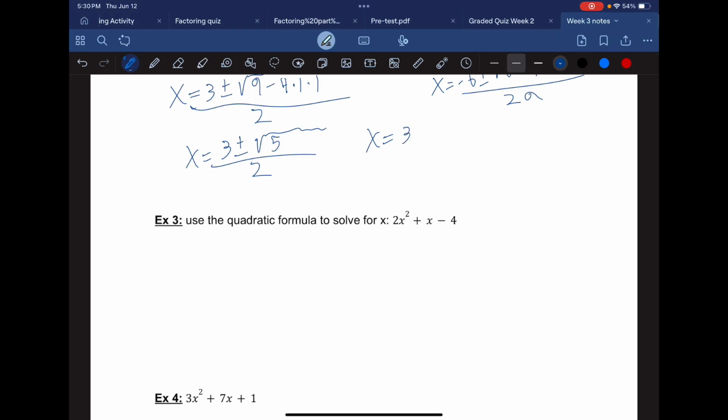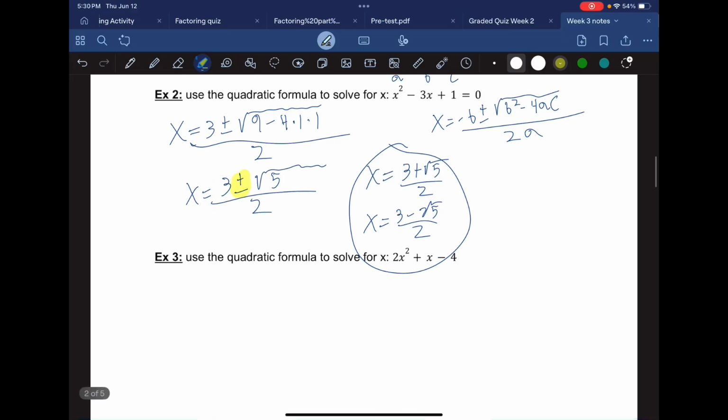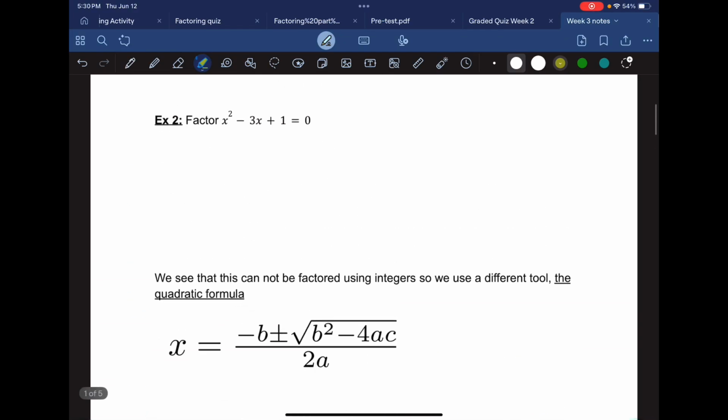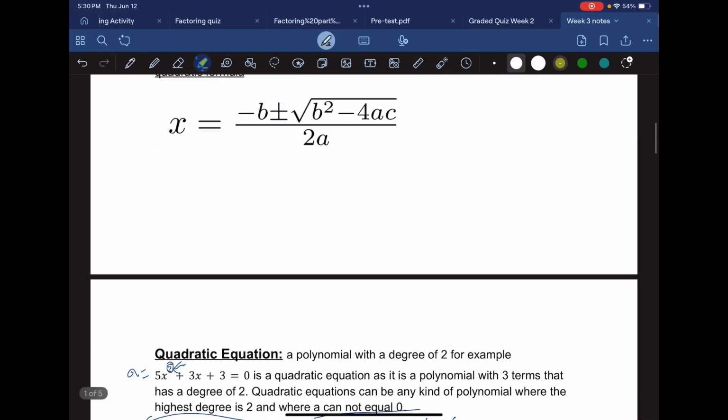We have x equals 3 plus square root of 5 over 2, and x equals 3 minus square root of 5 over 2. So it's important to always write out both of these because we see right here we got the plus or minus. So that means just like this first example, x can be more than one thing.